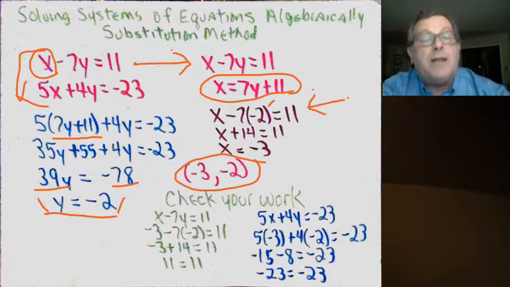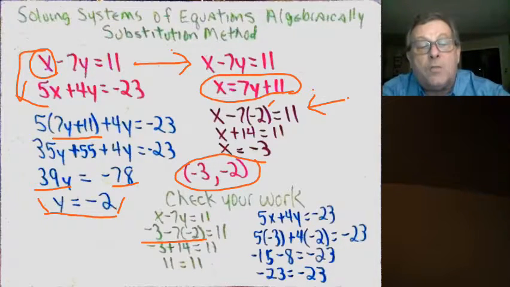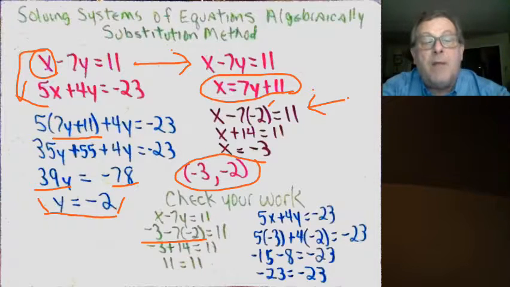Okay, so I go back to the first equation. I've got x minus 7y equals 11. I substitute minus 3 in for x. I substitute minus 2 in for y. You can see I did this right here. And so I've got minus 3, and I go ahead and distribute the minus 7 and the 2. Minus 3 plus 14 equals 11. Well, I'm going to solve that. Minus 3 plus 14 does, in fact, equal 11, and 11 does equal 11. That is a true statement.